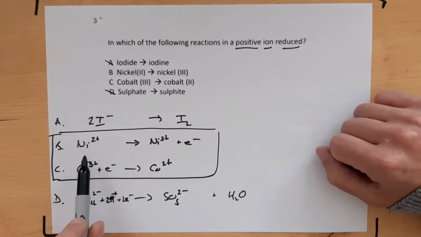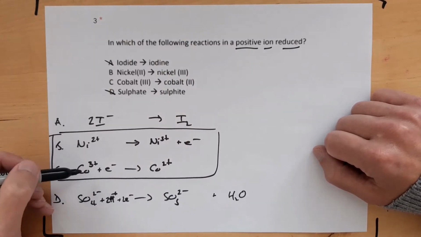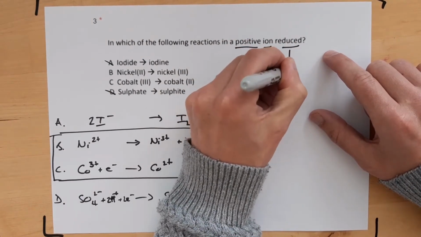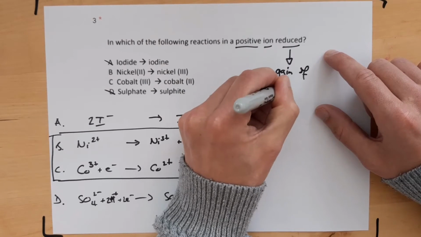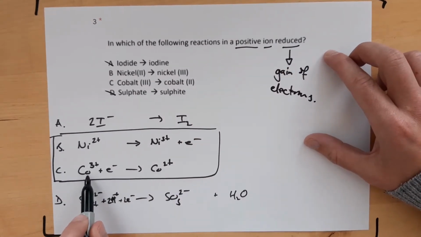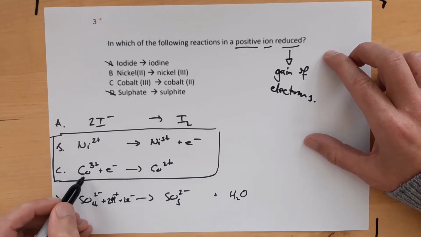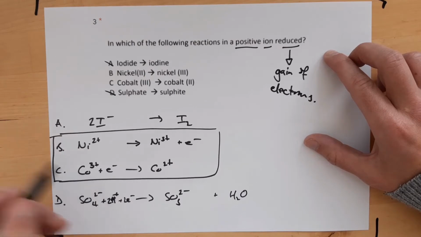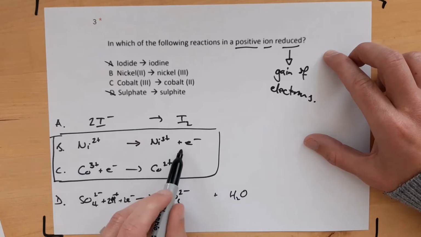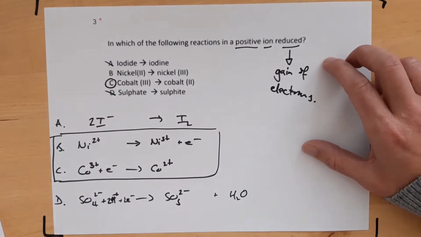Okay, so what's going on here? Positive ions, so they're both positive ions, reduced. Well, if you remember that reduction is gain of electrons, this one here has gained an electron, so we can say that the Co3+ has therefore been reduced. The Ni2+ turning into Ni3+, well, that's losing an electron, so we can say that this here has been oxidized, so therefore the correct answer is this one here.